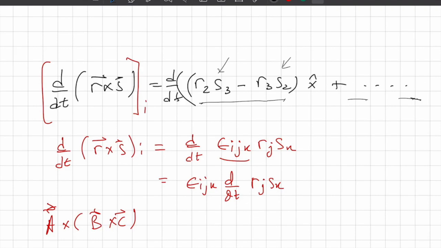However, with this notation, we can do it a lot easier. We can just say d/dt of r cross s of the ith component, which becomes d/dt of epsilon ijk rj sk, which then becomes a derivative of three quantities. However, this term is just 0, 1, or negative 1, so it's constant. Bring it outside the derivative. And now you have this derivative here, which is much more reasonable to handle.